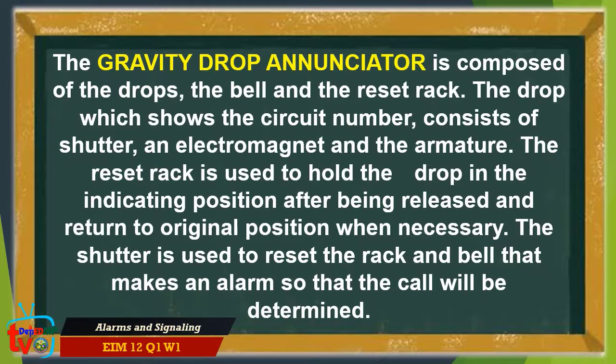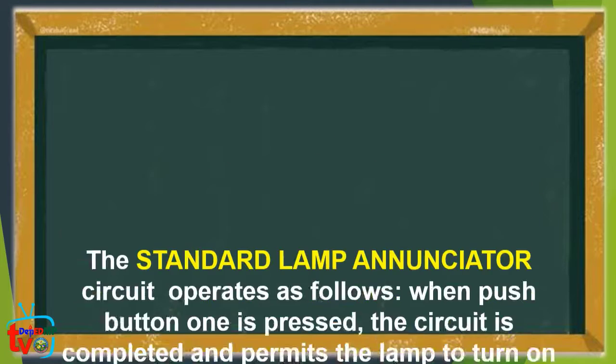The gravity drop annunciator is composed of the drops, the bell, and the reset rack. The drop, which shows the circuit number, consists of a shutter, an electromagnet, and the armature. The reset rack is used to hold the drop in the indicating position after being released and returned to the original position when necessary. The shutter is used to reset the rack and bell that makes an alarm so that the call will be determined.